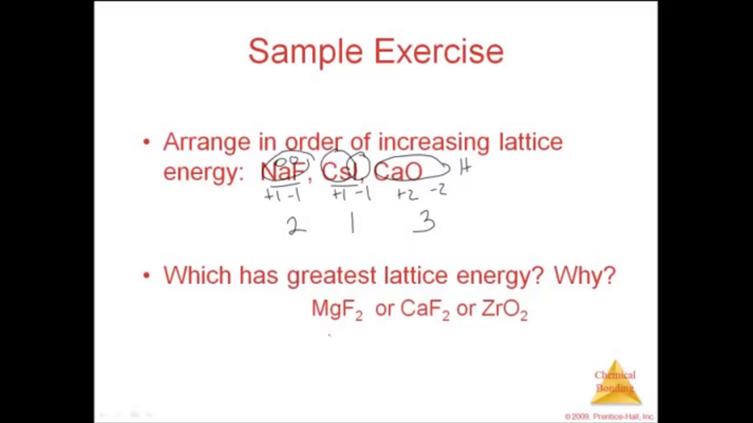Okay, let's take a look at these. So this is a +2 with a -1, a +2 with a -1, and a +2 with a -2. So this is going to be the highest right here. And if I compare these, both have fluorine, but there's a difference between magnesium and calcium. Magnesium is smaller. Calcium has another shell. So this is going to be stronger. So it's going to be 1, 2, and 3.